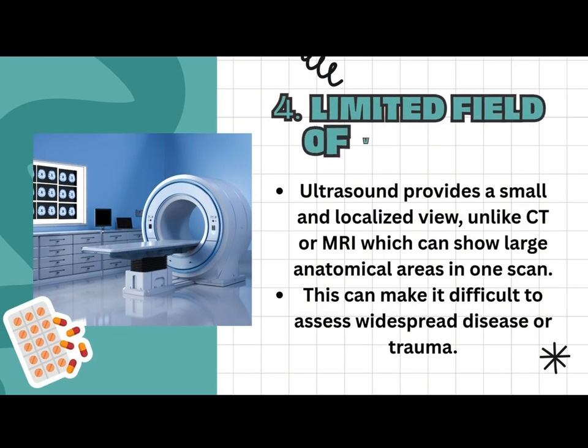Ultrasound imaging also has a limited field of view. Ultrasound provides only a small, localized view of the body at one time. Unlike CT or MRI, it cannot easily show large anatomical areas in a single scan. This limitation makes it difficult to assess widespread disease or multiple injuries, such as in trauma cases.